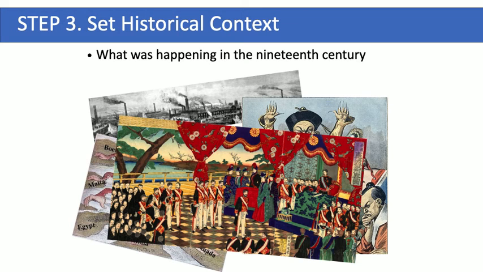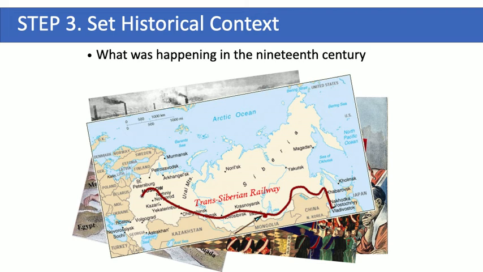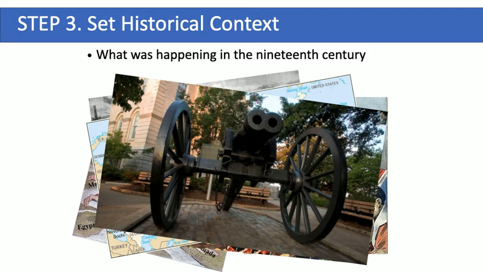We know Japan was undergoing the Meiji Restoration. Russia was industrializing with the Trans-Siberian Railway, right? We have new weapons that are being used. Okay, so these are all things that you can use to contextualize what was happening and then connect the topic to that.